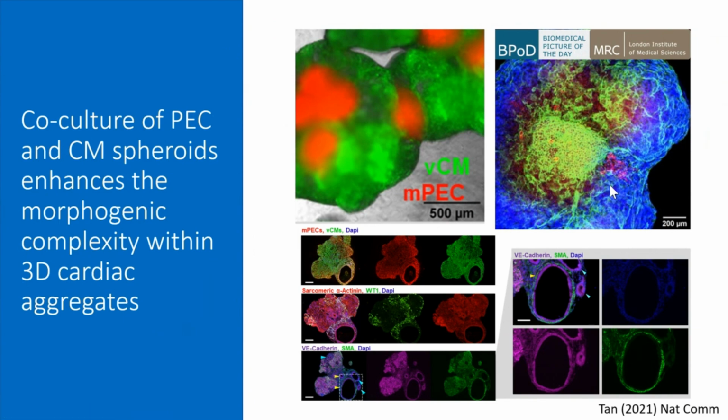Besides, we also noticed structural formations within the spheroids when we co-cultured the two spheroids, where they actually form lumen-like structures. These lumen-like structures have a very similar cellular arrangement to vessels. They have an inner layer of VE-cadherin positive cells enveloped by an outer layer of smooth muscle. So we believe that in some way the pre-epicardial cells enhance the morphogenic complexity in 3D cardiac aggregates or spheroid cultures.